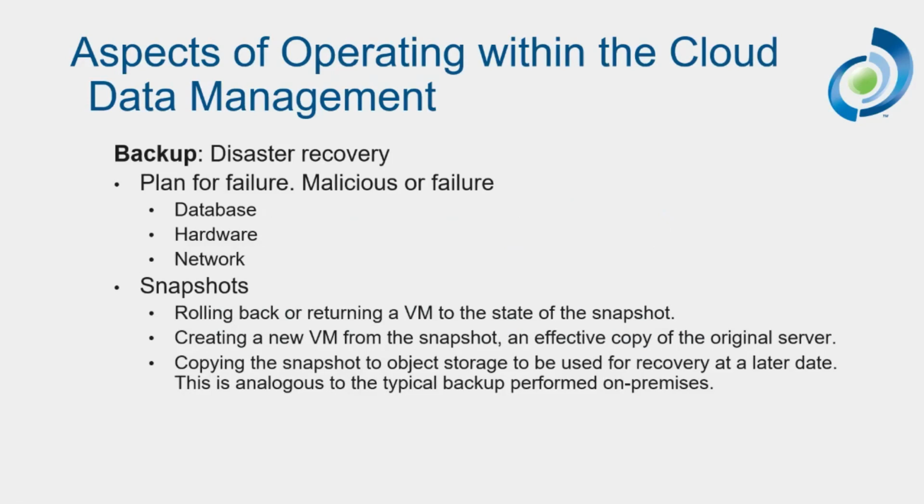So we have our databases that we plan for, the hardware itself, and then our network. What we do here is we have snapshots, which are rolling back or returning a VM to the state of the snapshot. Creating a new virtual machine from a snapshot is an effective copy of the original server, and then we copy the snapshot to the object storage to be used for recovery at a later date. So, lots and lots of different conversations. Remember, there are so many use cases. We can't learn everything, and there's no one right way to do things.